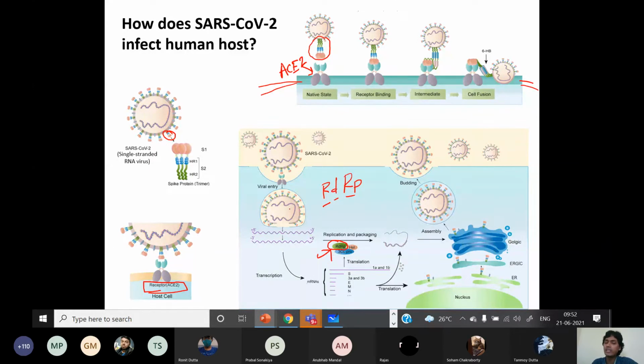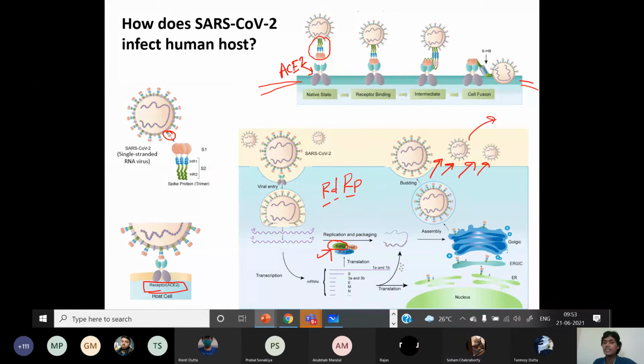And finally, I'm not going into the details of all these steps, but finally you will get all the proteins required to assemble the virus again. That means the spike protein itself, as well as other proteins, and the genomic material. Finally, they will assemble and come out from the cell, and those virus particles will infect nearby cells. So that way, SARS-CoV-2 infects cells. But this is true for other viruses also.